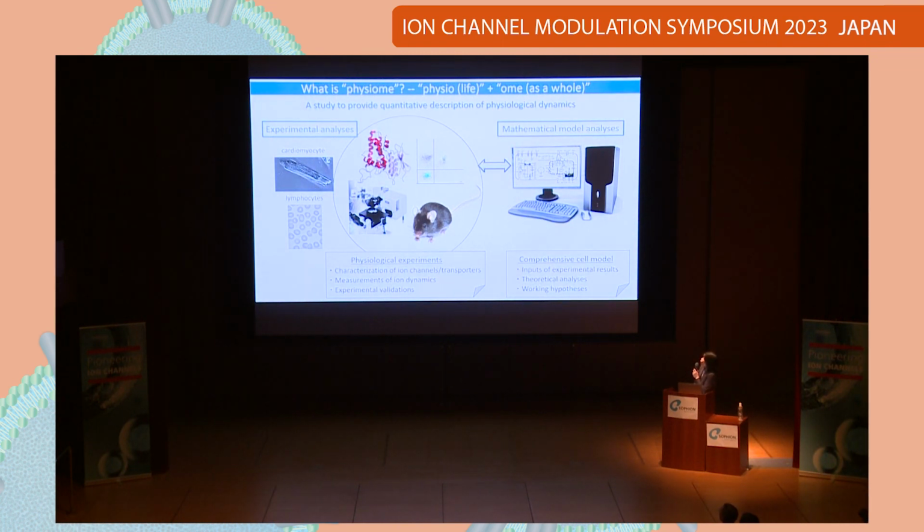To achieve this, we repeat cycles of experimental analysis and mathematical model analysis. For example, we perform physiological experiments to characterize ion channels and transporters and measure ion dynamics. Then we put experimental data into the comprehensive cell model to theoretically analyze the mechanism and to make working hypotheses. We again go back to physiological experiments to validate the hypothesis. By doing this physiome strategy, we have been studying mitochondrial calcium dynamics in ventricular myocytes and B lymphocytes.